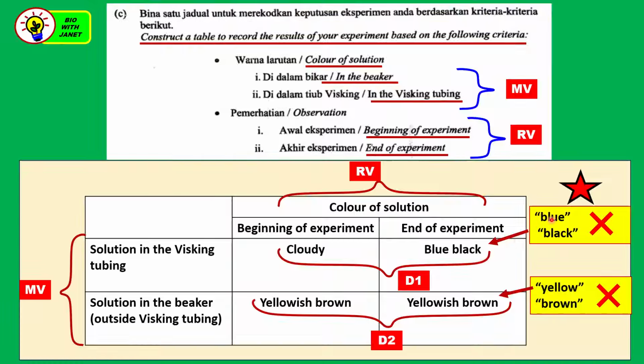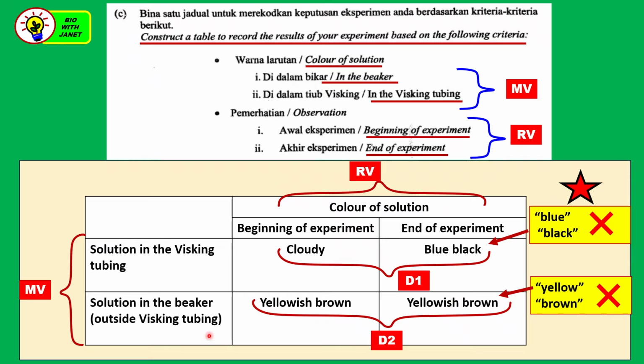If you write blue or black, not blue-black, if you just write blue or just write black, it's wrong. Take note of that, very important. The standard observation for the iodine food test, the positive result, is a blue-black coloration. Remember, blue-black. Don't just write blue or black.